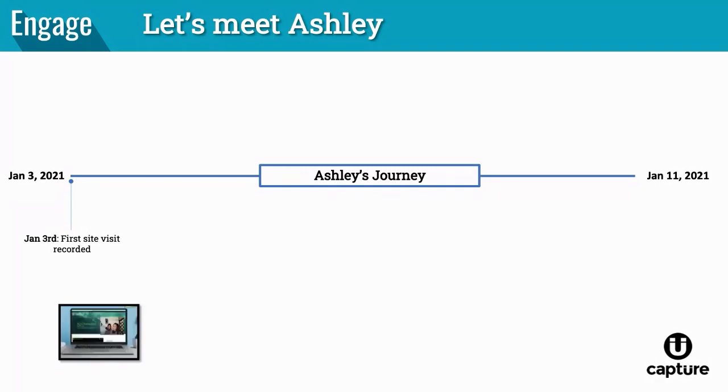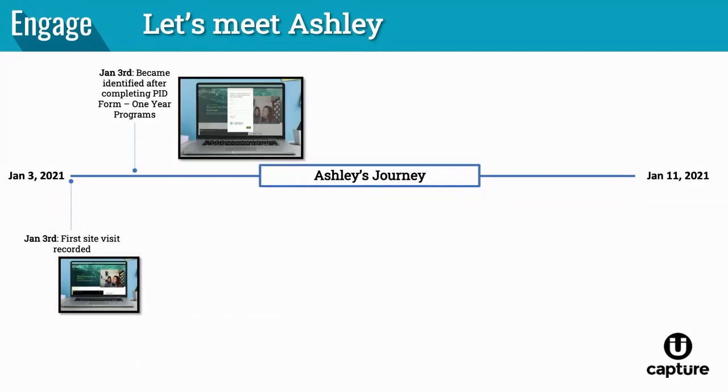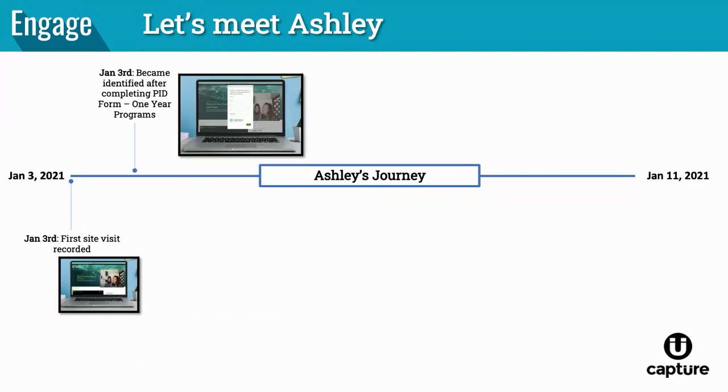That was the first site visit recorded. There you see that homepage that Ashley made it to. And then right that very day, she became identified after completing that short form fill, that progressive identification form, Kristen, that you mentioned. She completed that, and it identified her. So what does identification mean?